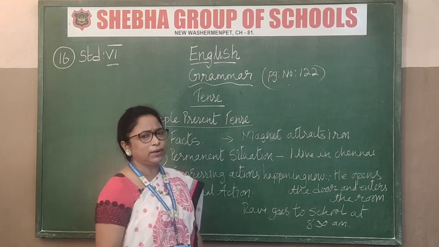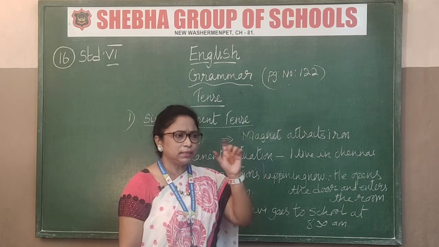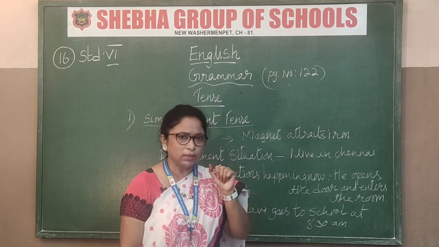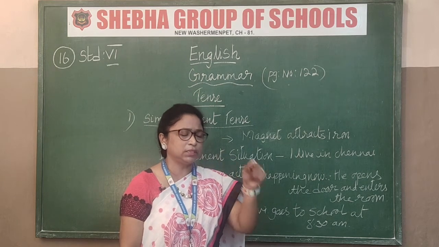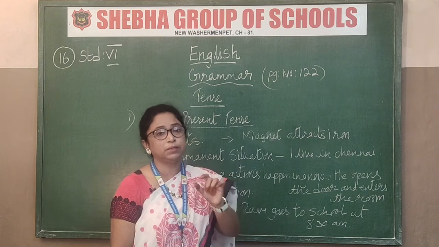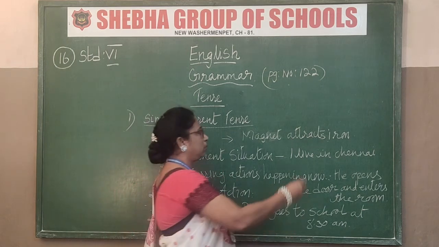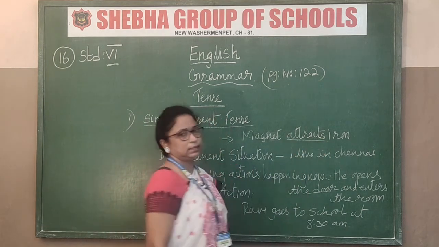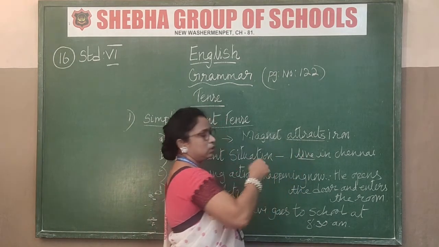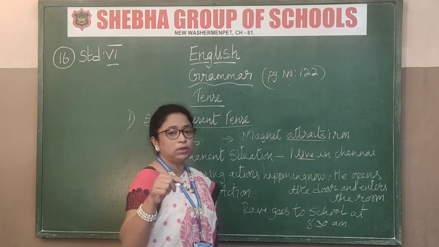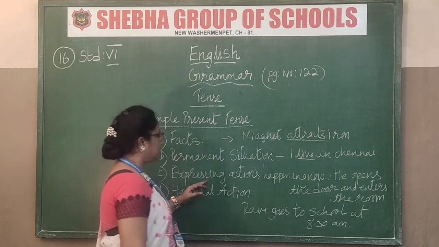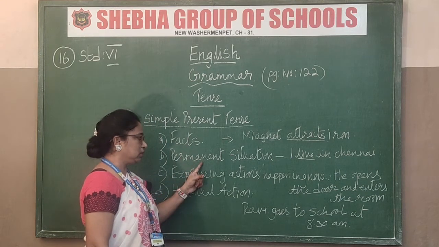Where do you find the tense? Which part of the sentence can you take out to tell whether it is present, past or future? The verb. The verb is very, very important. The verb will tell you what tense it is. Here, live, attracts, live, all these are verbs. From that only can you find out what the tense is. So first we finished facts, then we finished permanent situation.